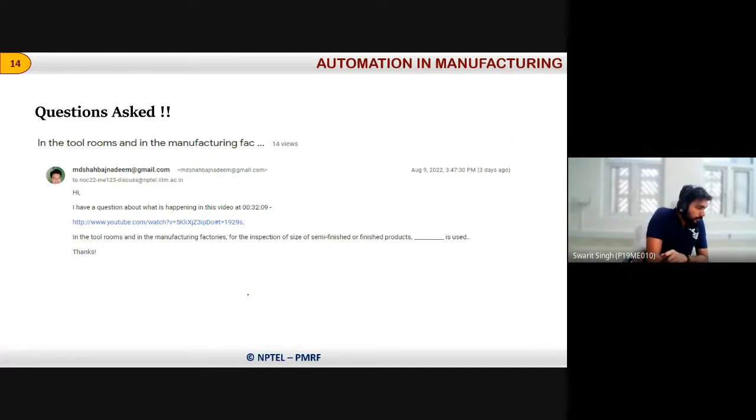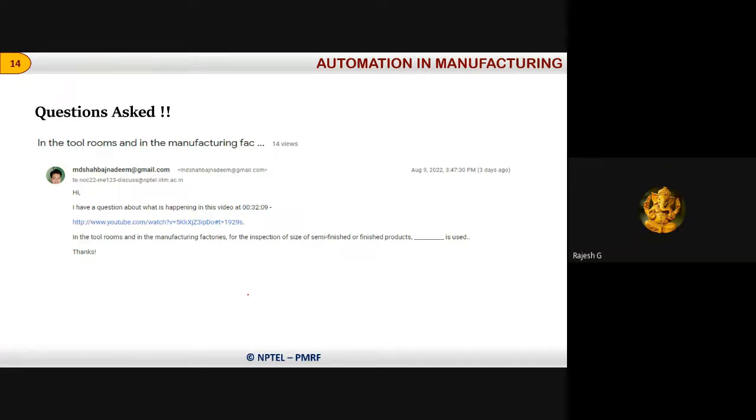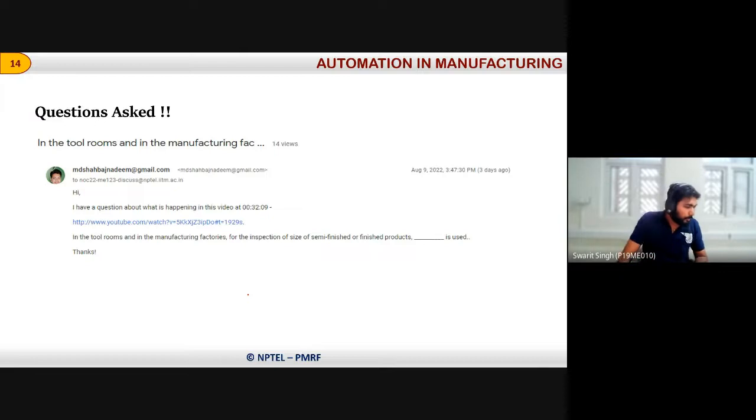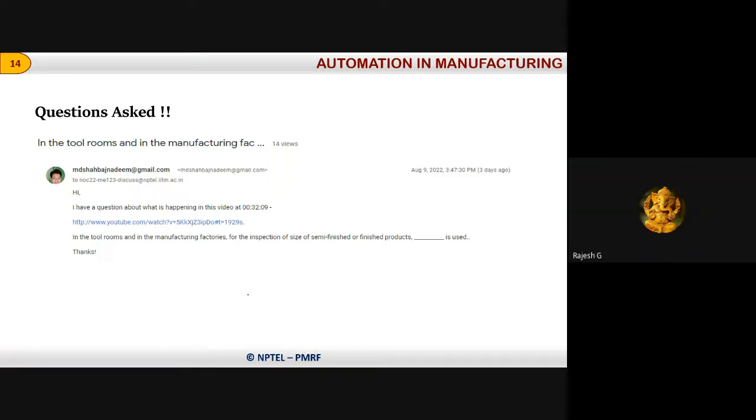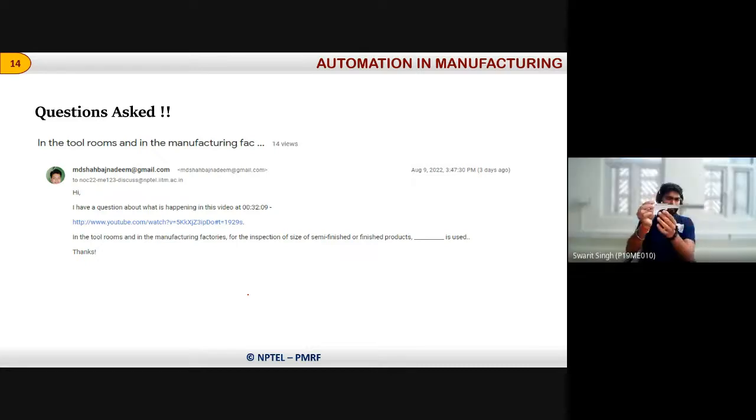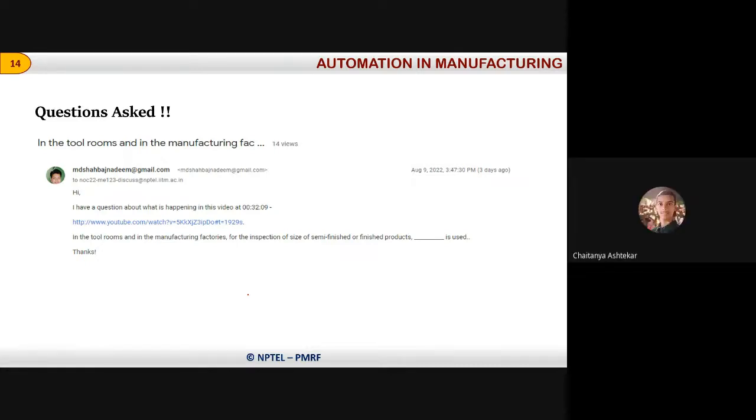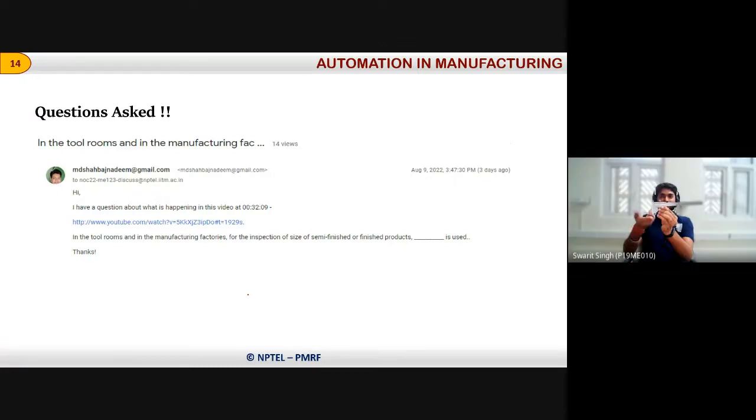Coordinate measuring machine, perthometer, digital Vernier. Okay, spectrometer and digital. Okay, so let me show you some of the instruments that you may have seen. Is it visible? No, sir, it's not visible. It is a Vernier caliper. So you have seen this Vernier caliper or not?